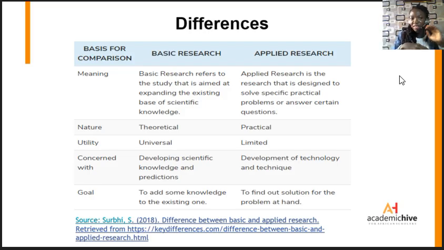Basic research is concerned with developing scientific knowledge and predictions, while applied research is concerned with developing technology, developing techniques or solutions to problems. The goal of basic research is to add some knowledge to already existing ones, while applied research, its goal is to find solutions for the problem you are experiencing. We hope that is clear enough.